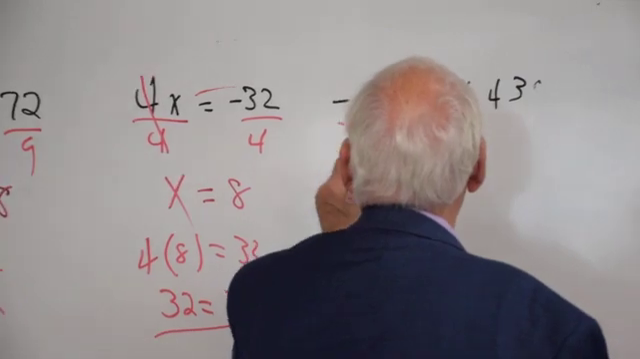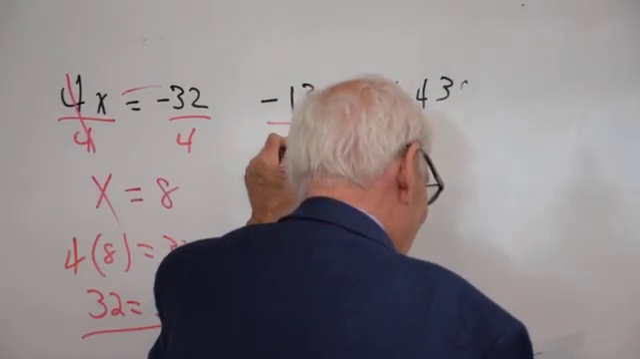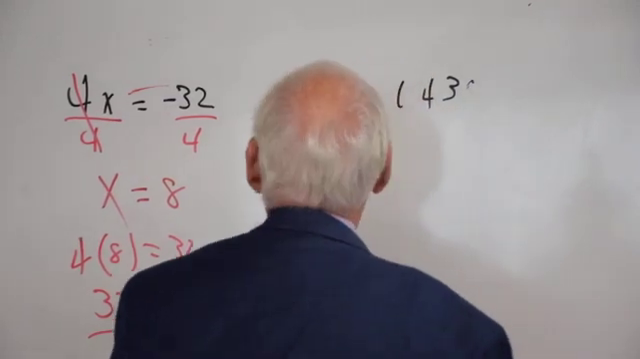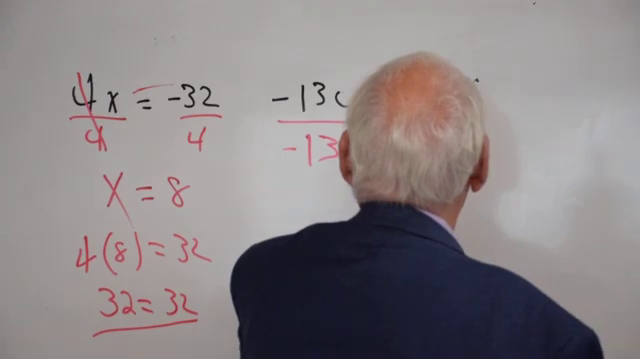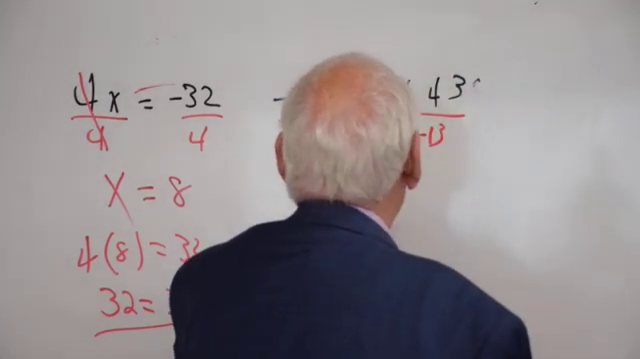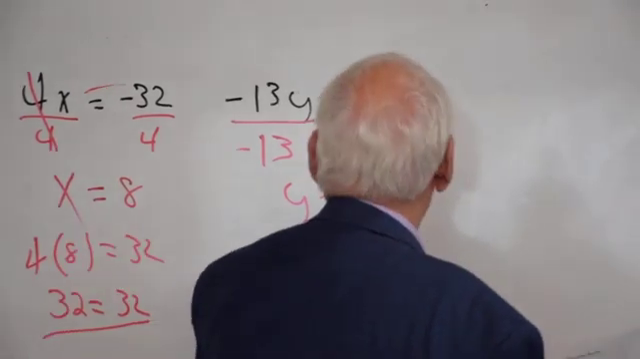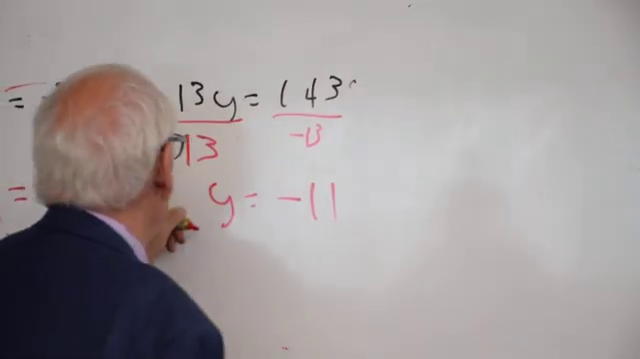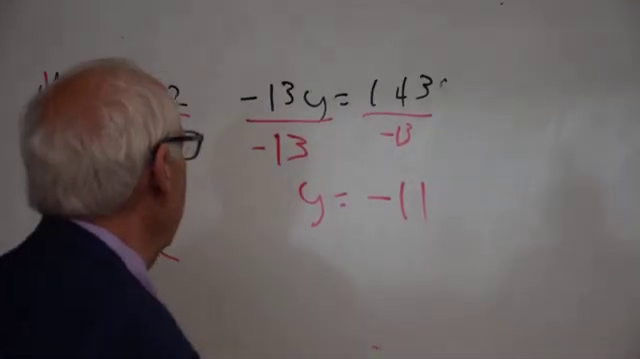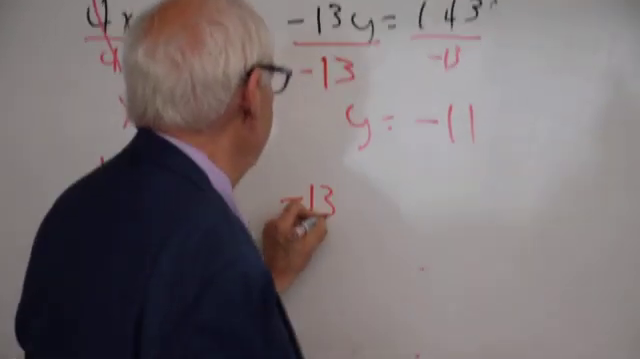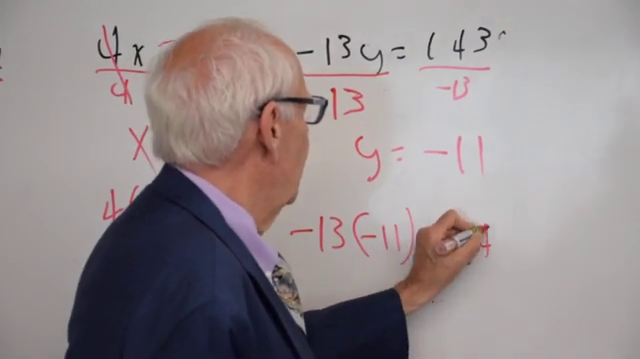We're going to divide by minus 13. We're going to divide here, and we're going to divide here, and that's going to give us y. And how many 13s in 143? I'm thinking minus 11. Remember, it's a minus 13 on both sides, so it's minus 11. So here's what I'm saying. Minus 13 times minus 11 equals 143.